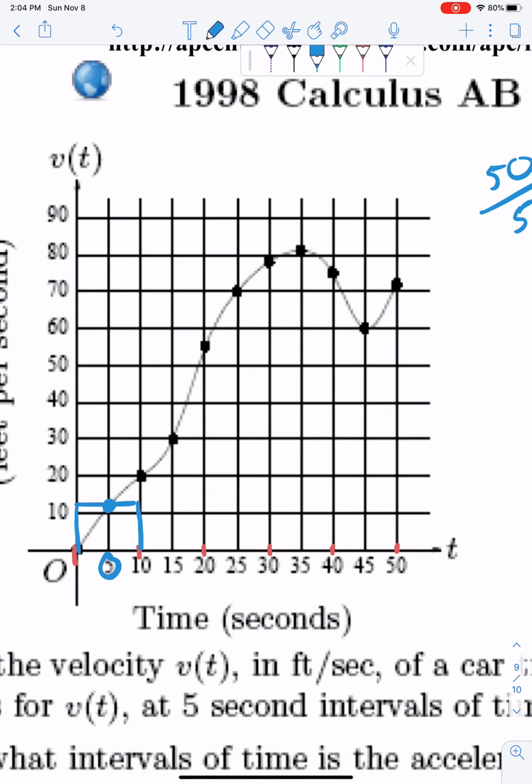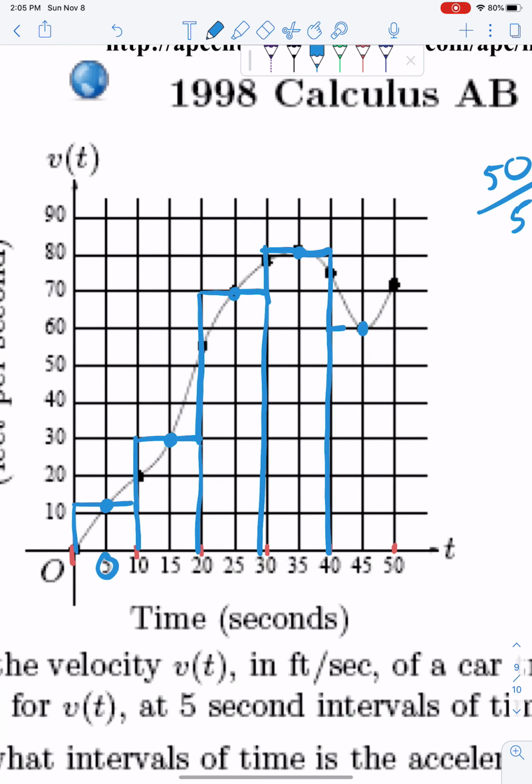And then I'm not interested in 10 or 20. I'm interested in 15. I'm interested in the value right there in the middle. And then I'm interested in the value at 25. That's the height that I'm going to go to as I go from 20 to 30. And then from 30 to 40, I'm interested in the height at 35. And then from 40 to 50, I'm interested in the height at 45.